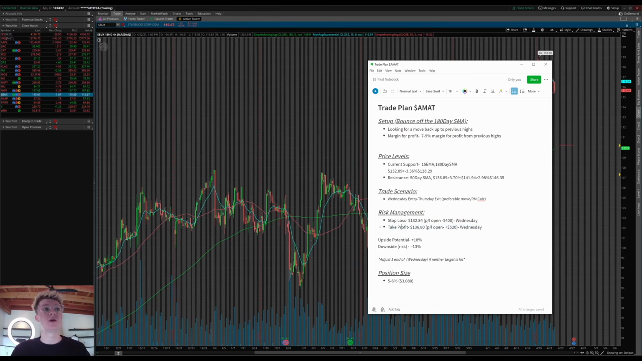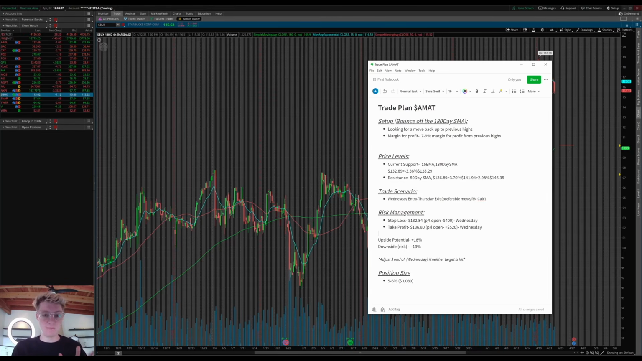And then I want to know where I'm taking profit. Okay, so I'm taking profit at $136.80, at which time I will be up $520 on these contracts. Again, calculations made on Wednesday. This is really the most important part about creating your trade plan. You want to know your upside potential and your downside risk, how much you're willing to lose and how much you're willing to make. Essentially, it's your risk to reward.